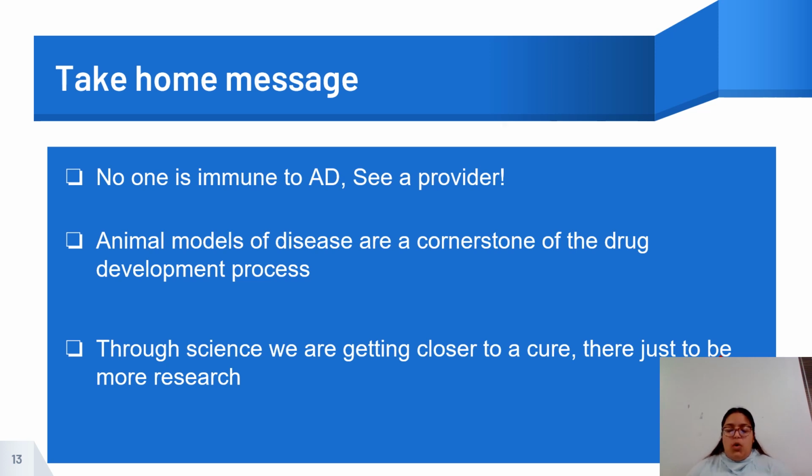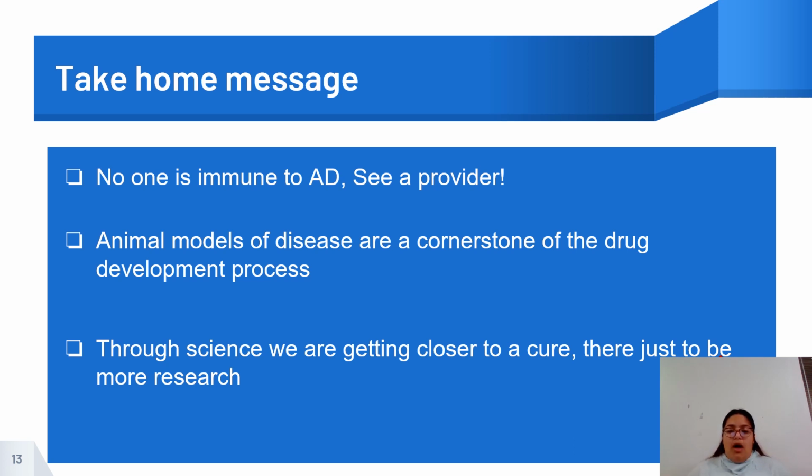The second take-home message is that animal models of disease are a cornerstone of the drug developmental process, as in this case, the lab rats have been a huge help in trying to find a cure for Alzheimer's disease, and they have proven that ATX does help slow down the progress of Alzheimer's disease and all the benefits that come with it.